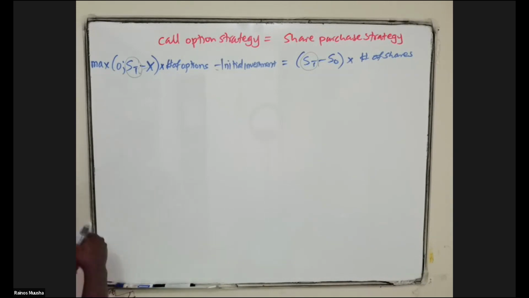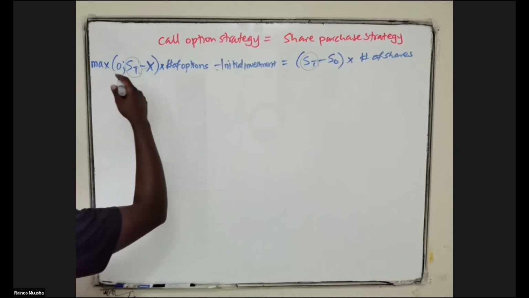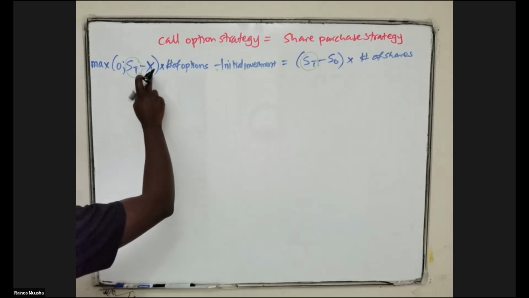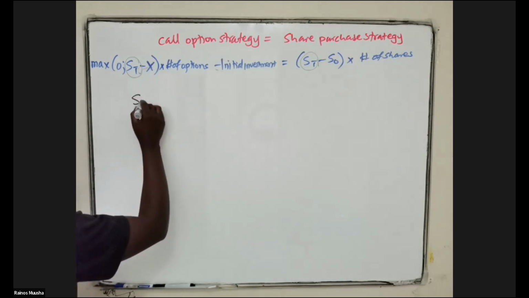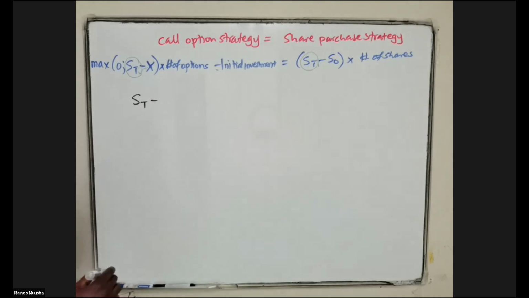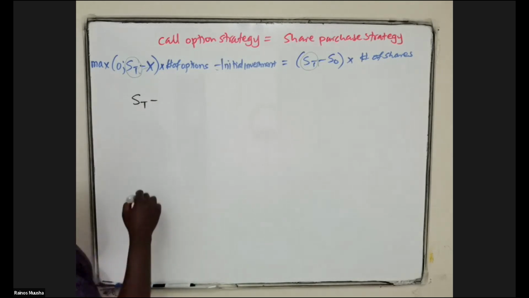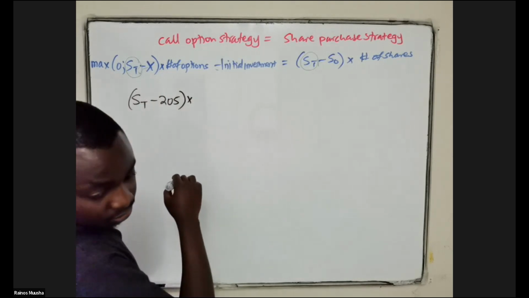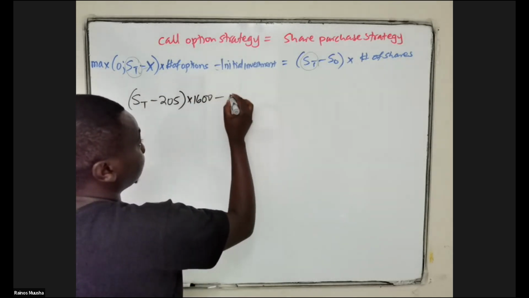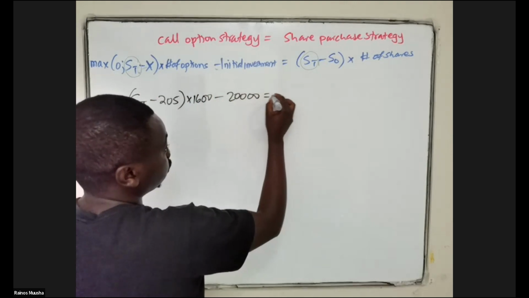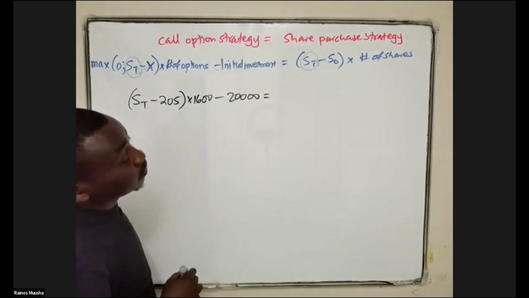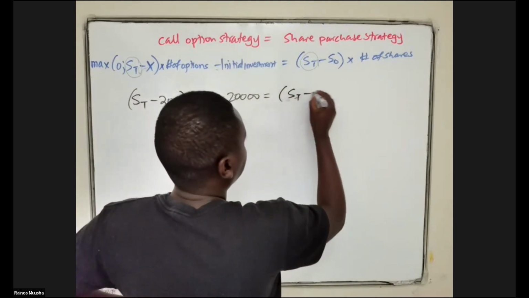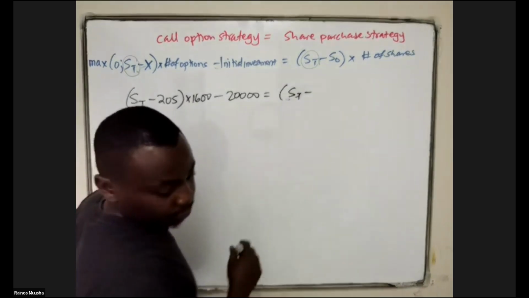Remember, if it's the same payoff, it basically means that you're expecting the spot price to be greater than what? The exercise price. So in this case, you're saying a certain spot price should be greater than the exercise price, which is currently given as 205, multiplied by the number of options, which is 1,600, minus the initial investment of 20,000, should be equal to the spot price, which is what we don't know, minus the spot price at the beginning of 200.